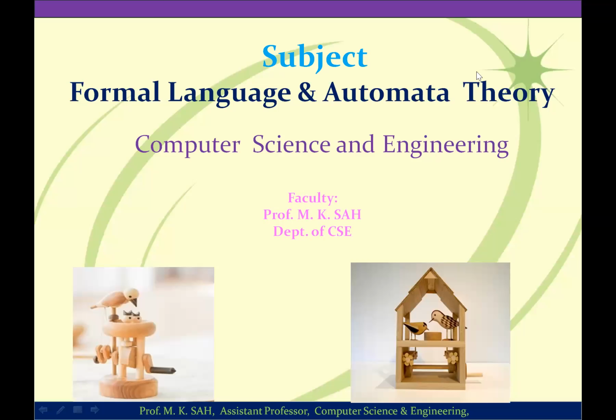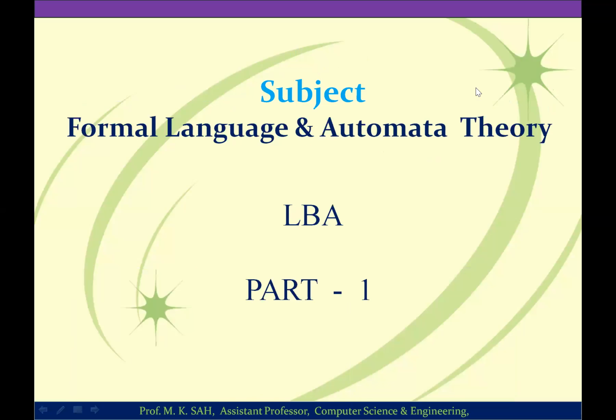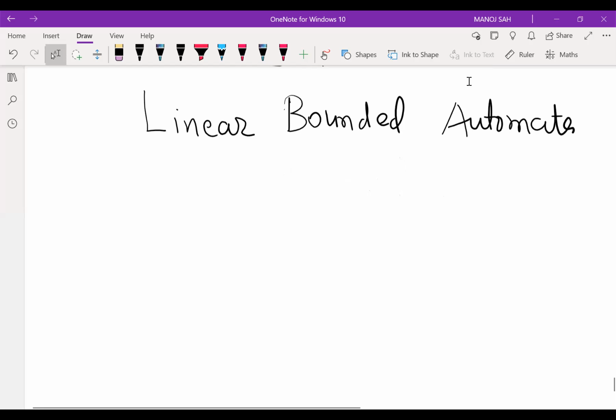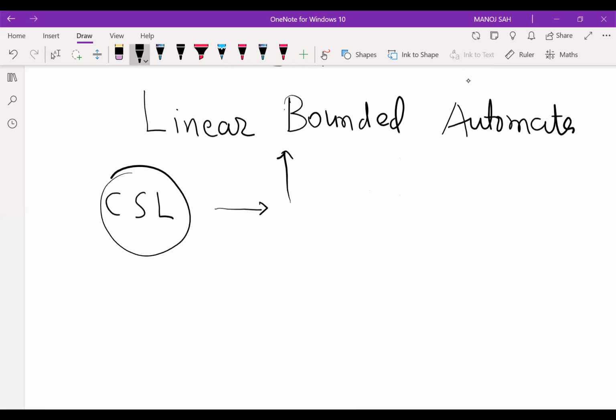Dear student, in this lecture we are going to learn LBA, that is linear bounded automata. LBA stands for linear bounded automata. The mathematical representation of CSL is called LBA. CSL stands for context sensitive language. The mathematical representation for the context sensitive language is called LBA, that is linear bounded automata.